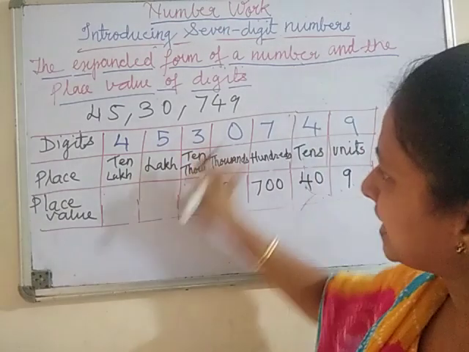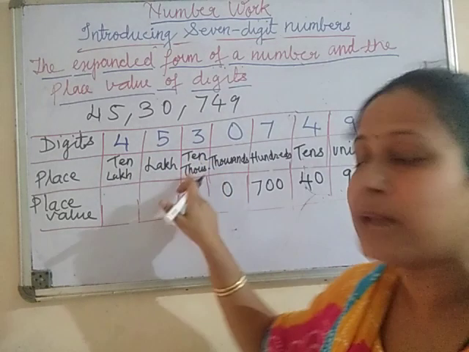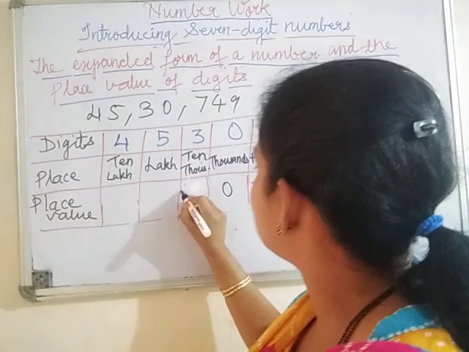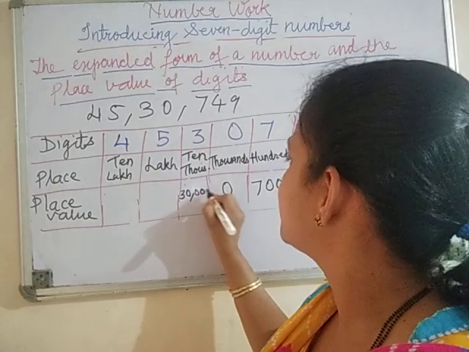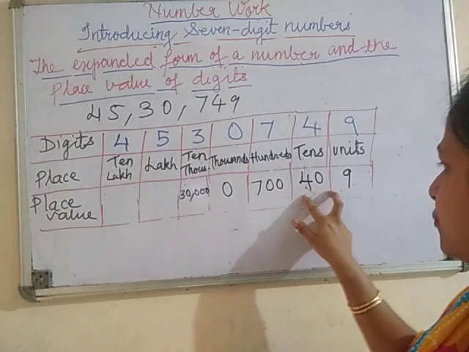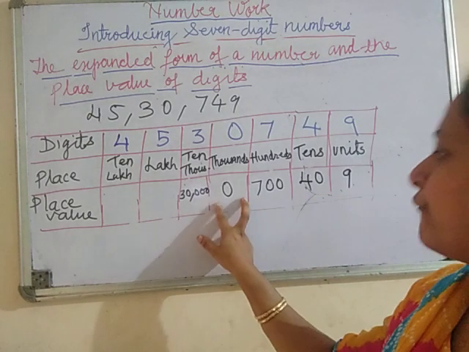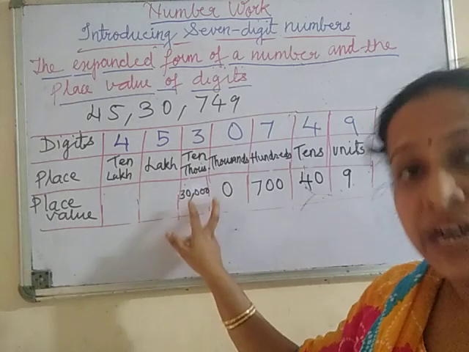Fine students. Then next one, 3 in 10,000s. So 3 in 10,000s means 3 multiplied by 10,000 becomes 30,000. So 30,000. It's a 5-digit number. Right? See, this is 1-digit number, 2-digit number, 3-digit number, 4 digits. But since it is 0, you will write it as 0. Here it will be 5 digits.